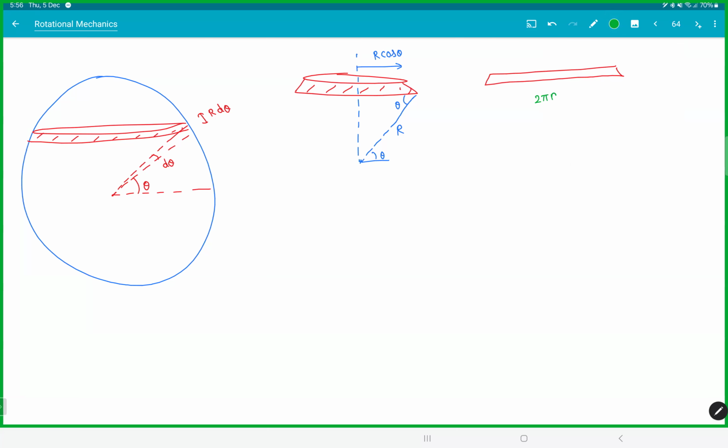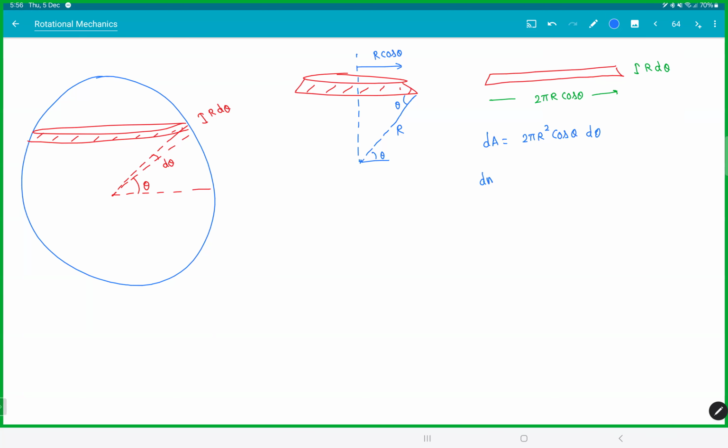This will be 2 pi r cos theta. That is your length, which is the circumference. This width will be r d theta. So this will become a rectangle. What is the area of the rectangle? Length into breadth. This will be 2 pi r square cos theta d theta.